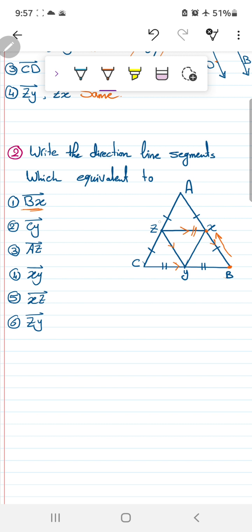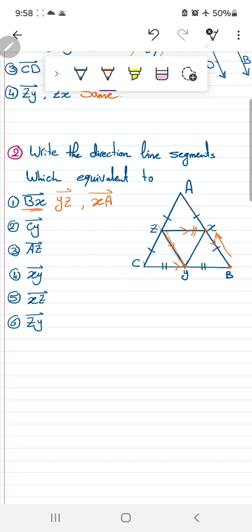Why? Because we have here Z and Y, two midpoints, so ZY is parallel to the third side. Okay? And here we start from B as a starting point, so we must start from Y as a starting point. So here we have YZ. So the equivalent of BX is YZ. And also, as we said, on the same straight line, because we have a special case of parallel, starting from X we take A on the same straight line of BX, which is XA. Okay, so we have YZ and XA.